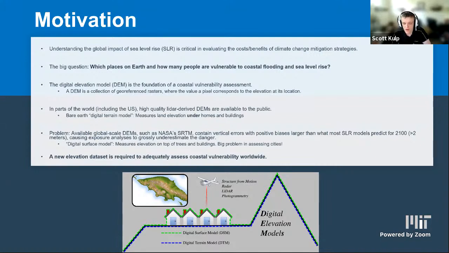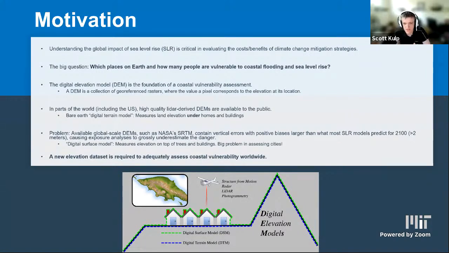Right now, the global scale elevation models use satellite radar technology. And what happens is they actually see the tops of trees and buildings as land, right? So you can imagine if you have a city with a bunch of skyscrapers, it sees the skyscrapers as a giant mountain. And that's a problem, right?